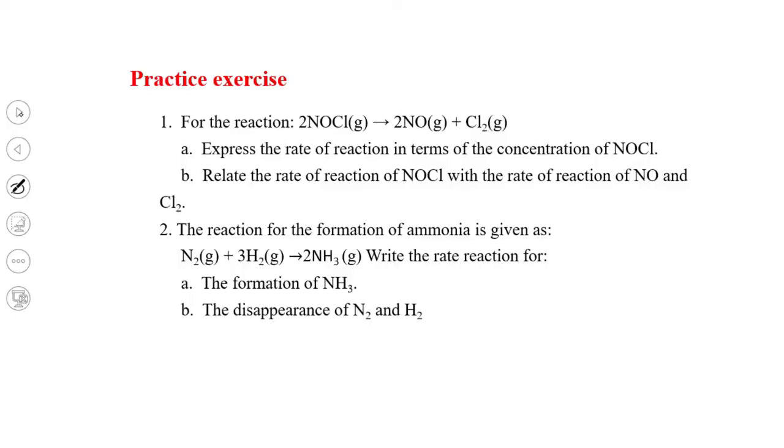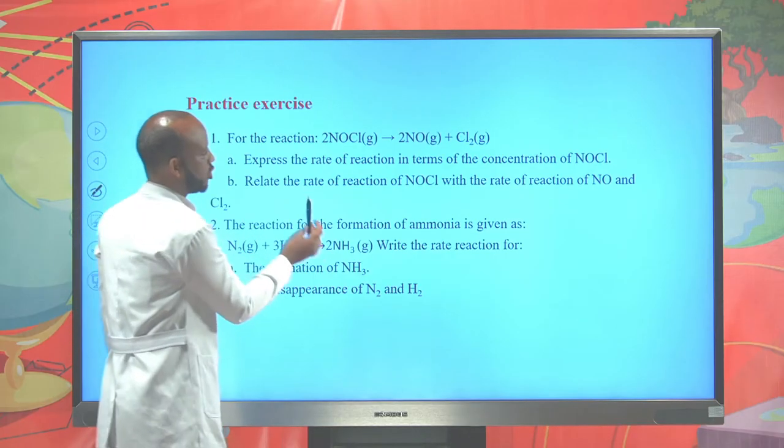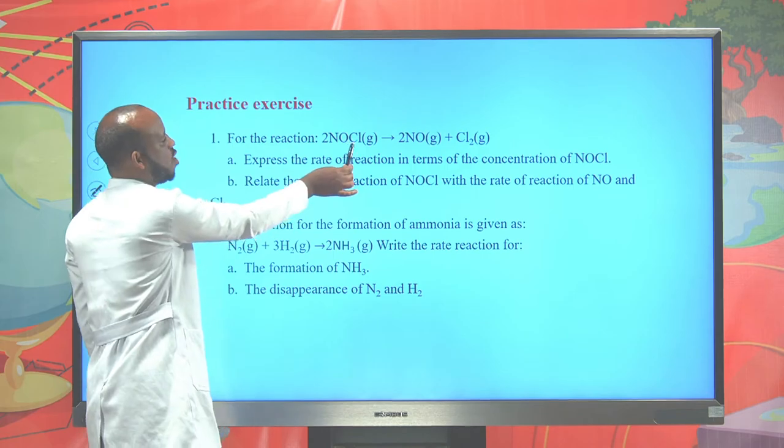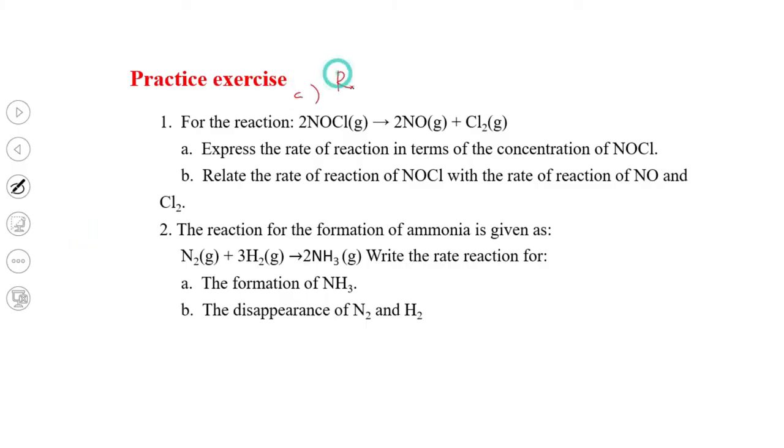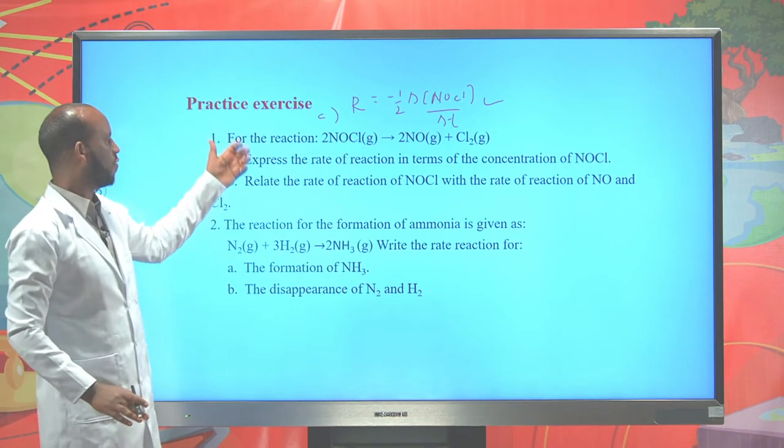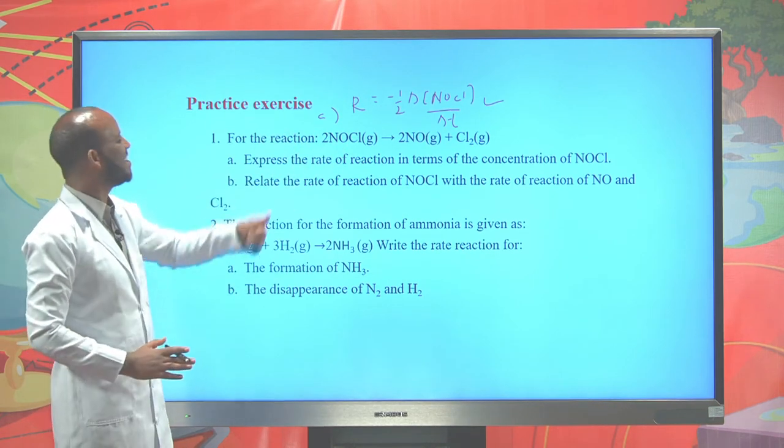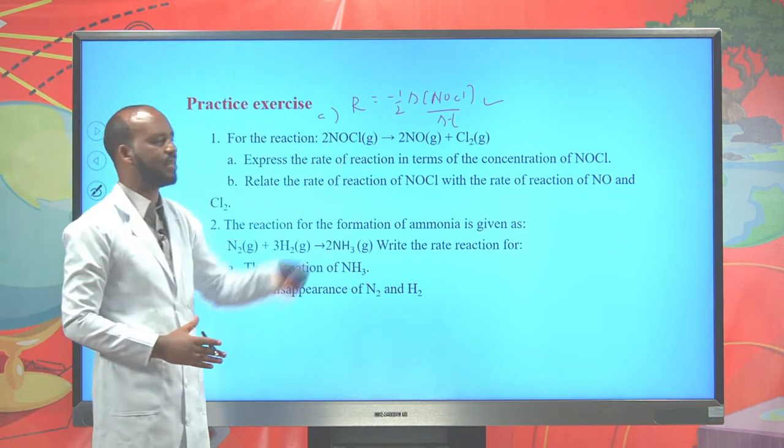One, for the reaction 2NOCl(g) → 2NO(g) + Cl2(g), express the rate of reaction in terms of concentration of NOCl. Rate equals minus 1 over 2 change in concentration of NOCl divided by change in time. This is the rate of this reaction in terms of disappearance of NOCl.